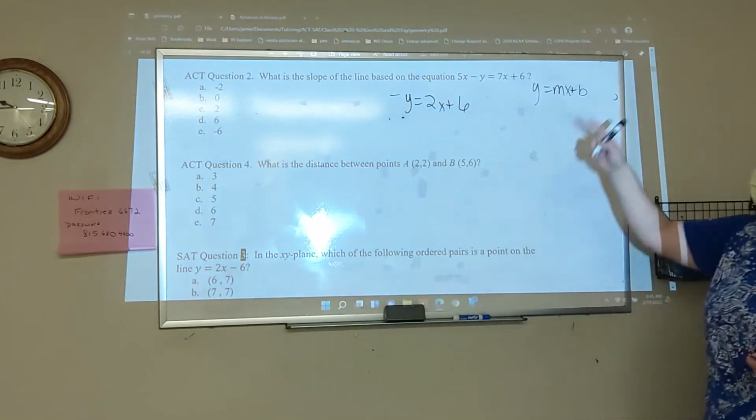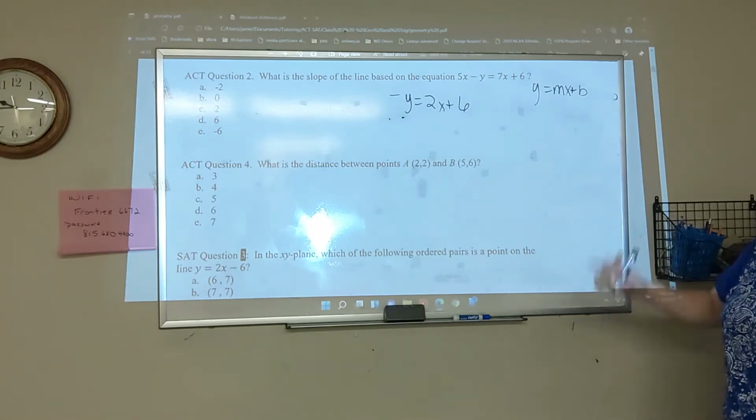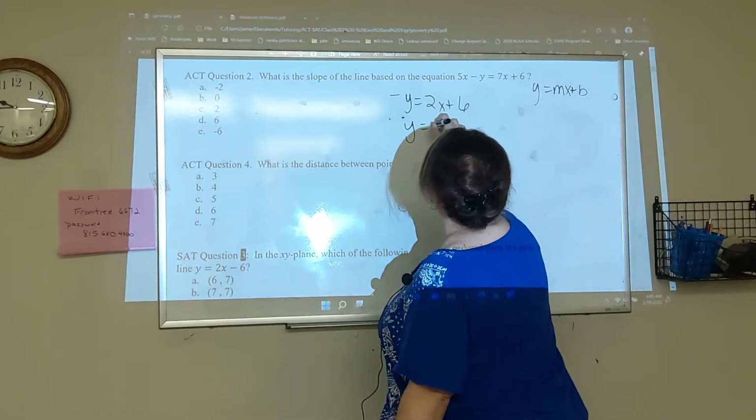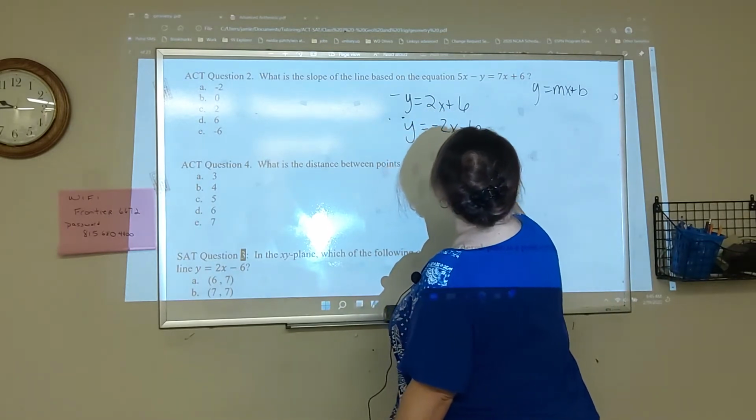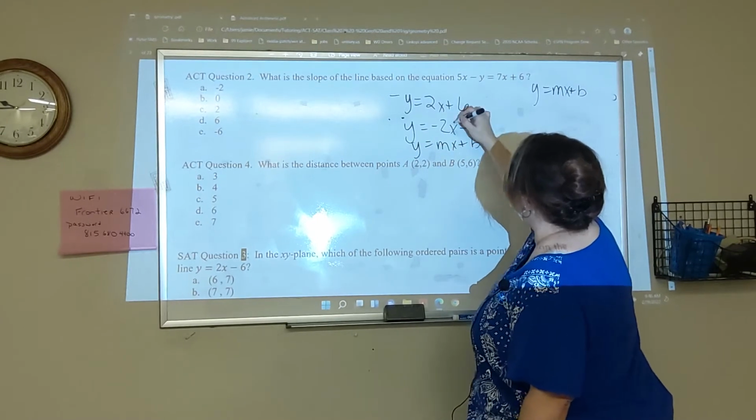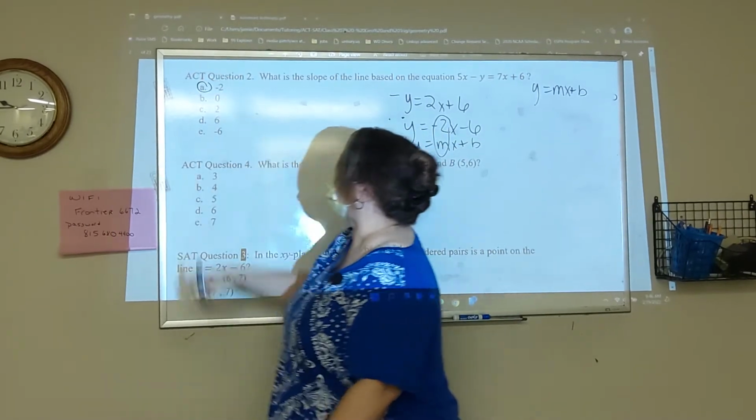Again, all I did was subtract the 5x. But I don't want negative y, I want positive y. So I'm going to multiply both sides by a negative. So I'm going to get y equals negative 2x minus 6. Now I'm in y equals mx plus b form, and I can just grab my m. So my m is negative 2. So my slope is negative 2.